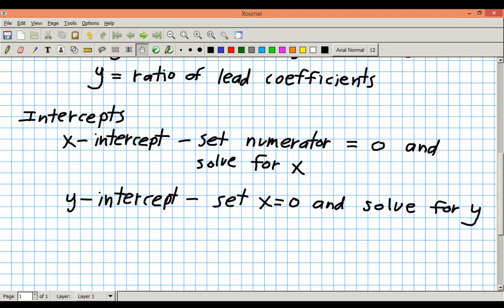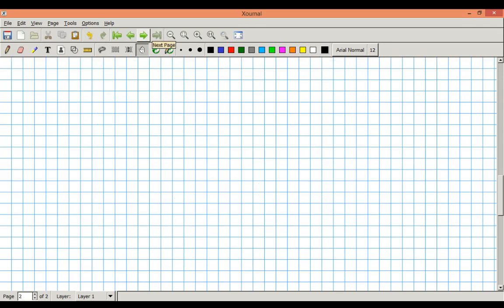To find the y-intercept of your graph, set x equal to 0, no matter where it occurs, and solve for y. That'll give you the y-intercept because remember, the points on the y-axis have an x-coordinate of 0. Okay, so that's a bunch of talk, but let's go ahead and put all this into practice by working some examples here.